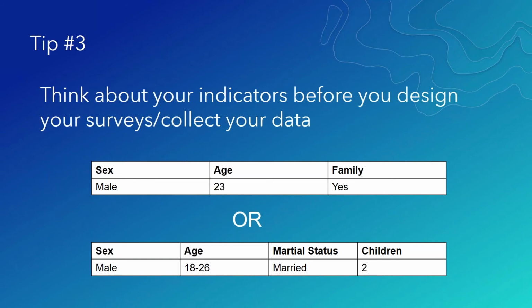So there's a big difference. You may be collecting information in a similar way, but there's a big difference from our first example, where we have our aggregation value of male, 23 years old, and having a family, versus male, 18 to 26, married and with 2 children. So we're collecting information about marital status or family, but in 2 very different ways that allow us to do different things with data visualization or analysis after the fact.